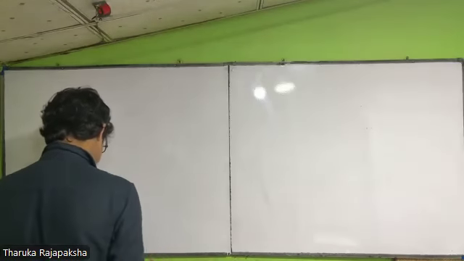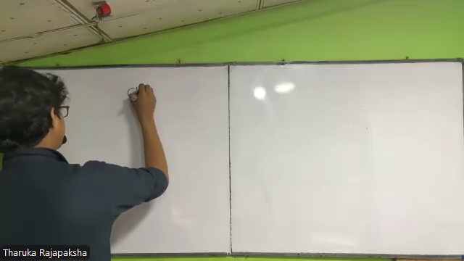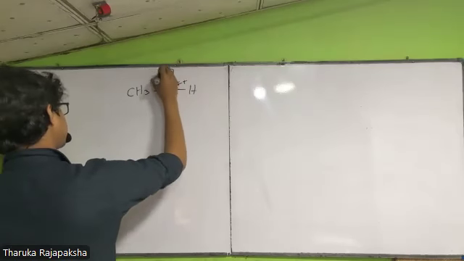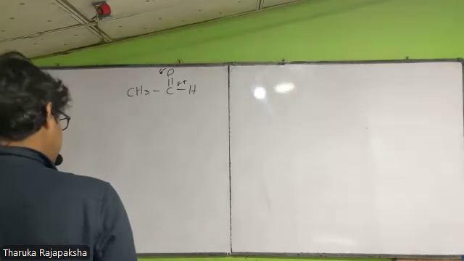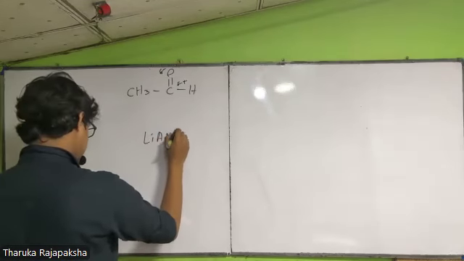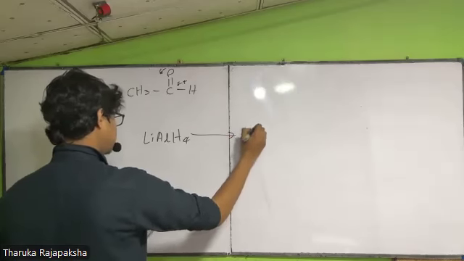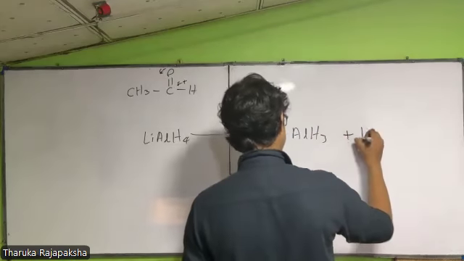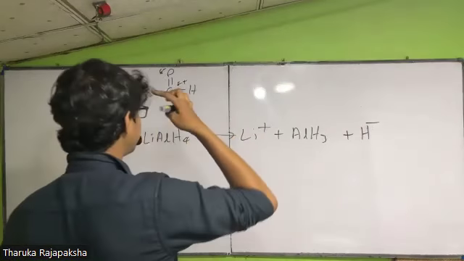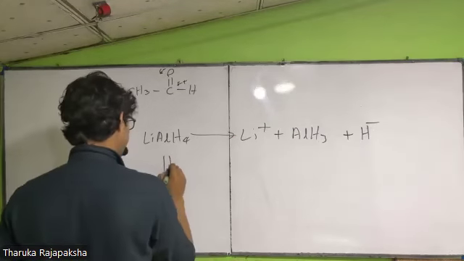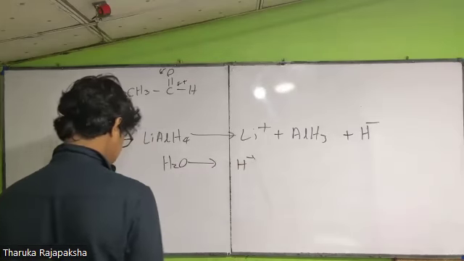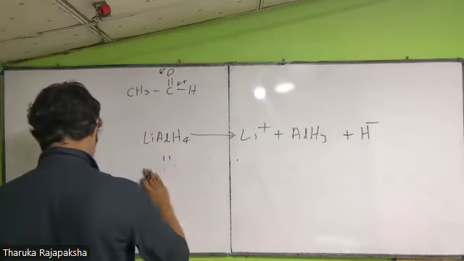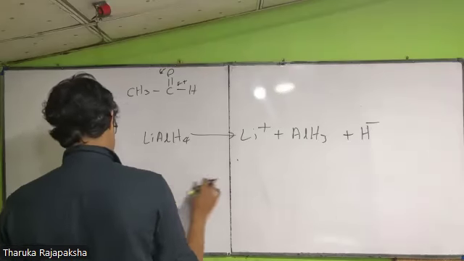A plus mechanisms, this is the next one. I'll take an aldehyde, CH3COH. So this is delta plus, this is delta minus. Lithium aluminum hydride will undergo dissociation to form lithium plus, aluminum hydride AlH3 and H minus. H minus is going to form. On the other hand, water will dissociate to form H plus. Actually, this is a reversible process. Just think like this.